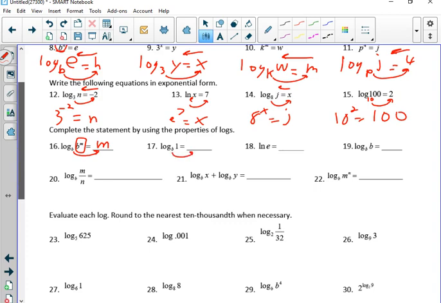B to the what is 1? Anything to the 0 power is 1. Now, you should recognize ln is just equal to 1, but if we wanted to, we can put a little e here, and e to the what is e. E to the first power is e, but ln is just 1. Same thing, different letter. B to the what is b? 1.